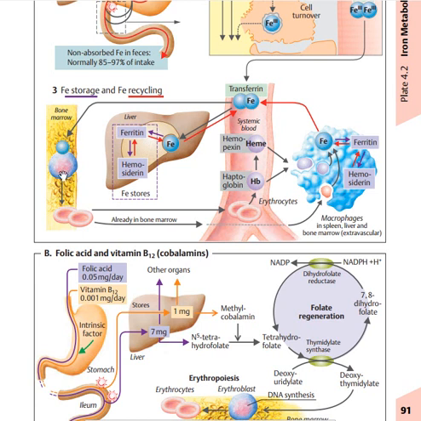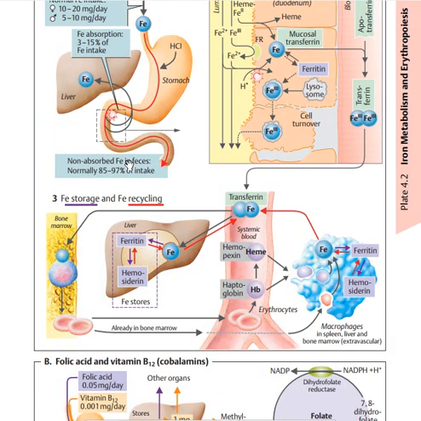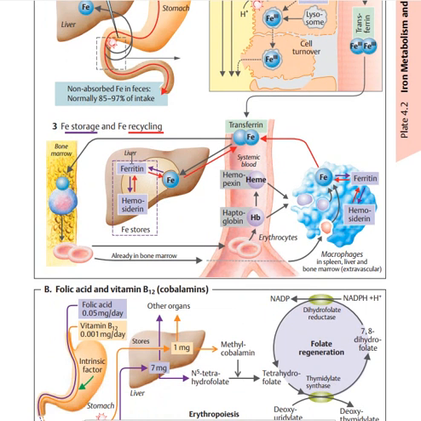So inside this cell, it is going to be stored in ferritin as iron 2 ion, and it is going to be used in the formation of hemoglobin. You need to know that hemoglobin contains iron 2 ion and not iron 3 ion.